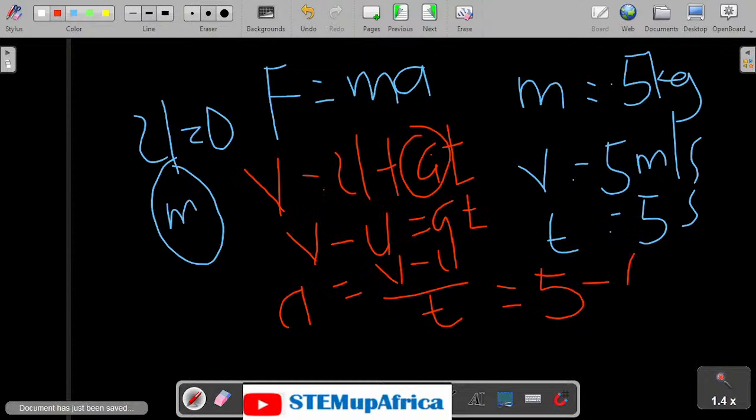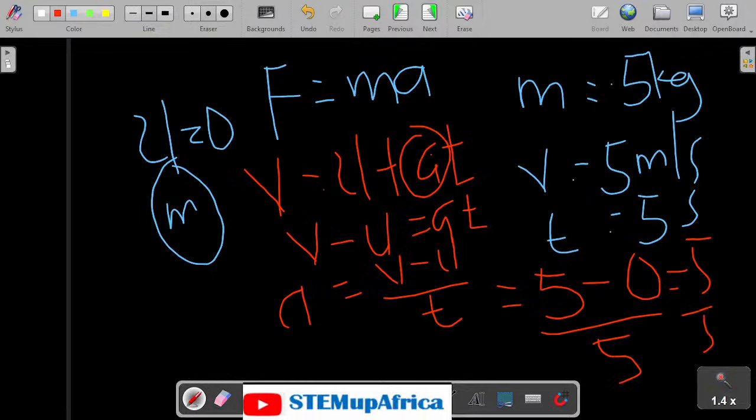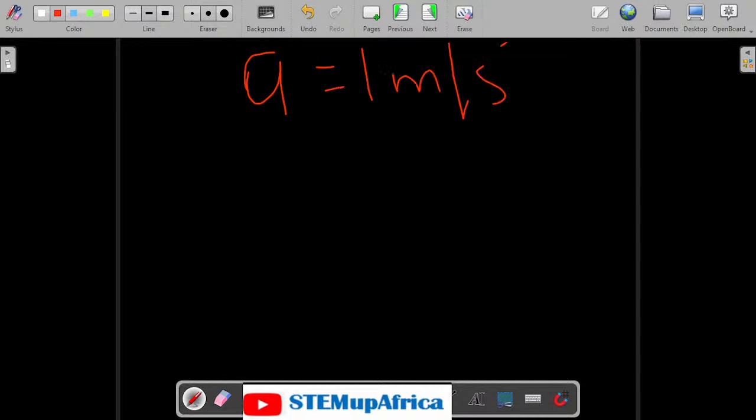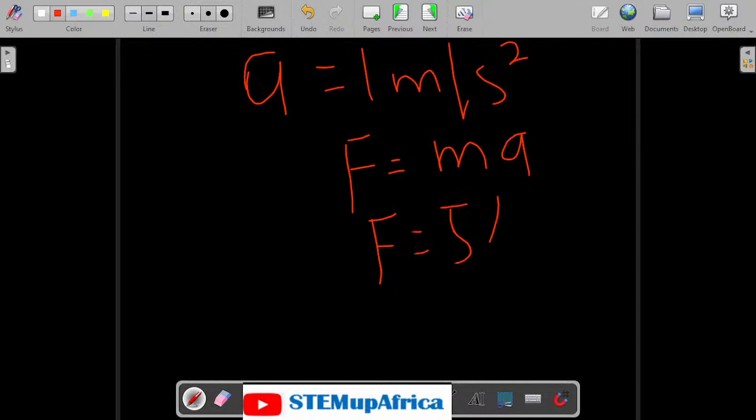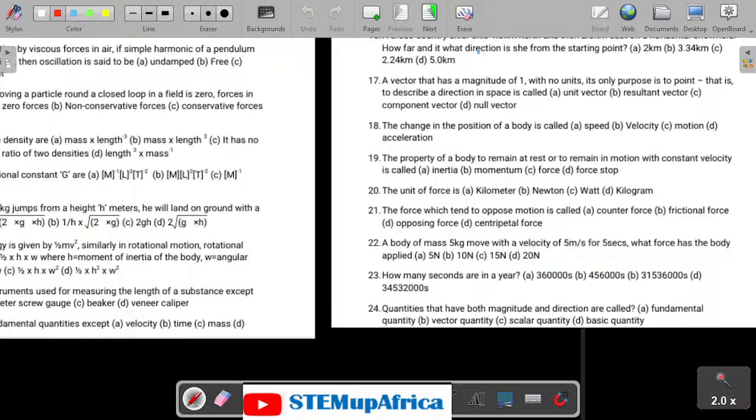Velocity is 5, initial velocity is 0, the time is 5. So we're having 5 over 5, so our A will give us 1 meter per second squared. With that, I can now find the force. We say force is ma, so the force now will give us 5 times 1, which is simply 5 Newton. That is the answer to the question, which happens to be option A.